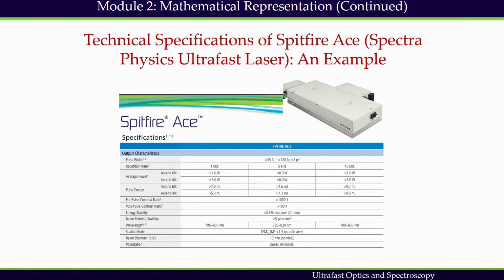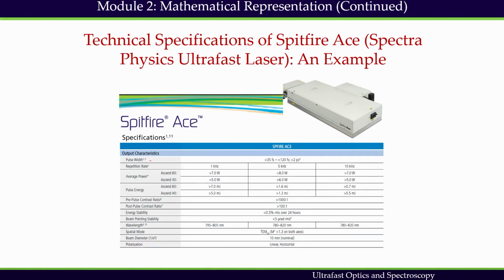Here we have taken an example of the Spitfire AC, which is manufactured by Spectra-Physics. There are many other vendors, such as Coherent and KM Labs, who can also manufacture femtosecond laser systems. We are just taking a look at the Spectra-Physics specifications to understand how to read the different specifications.